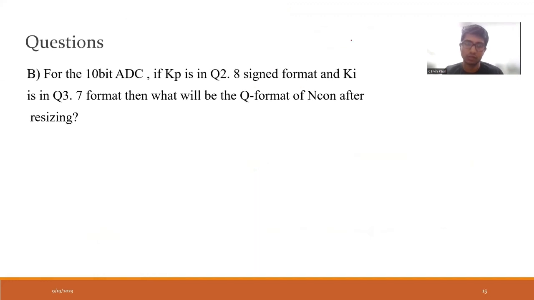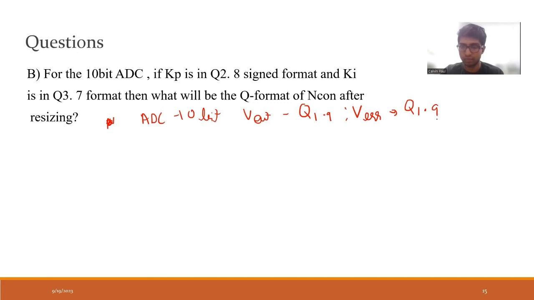Now, we will see what is the Q format of NCON. After resizing, we must do proper resizing. So we have an ADC that is 10 bit. My V output of my ADC will be in the form Q1.9. So my V error also is of the form Q1.9. This is the Q format of my V error.